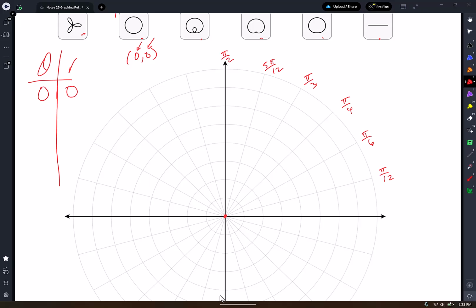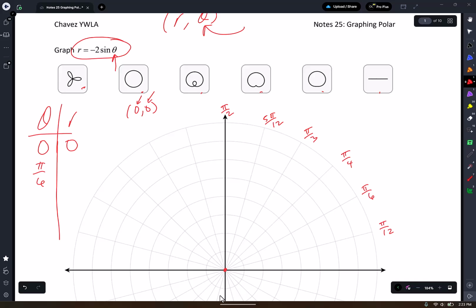Okay, here we go. I'm going to go to pi over 6. What is sine of pi over 6? 1 over 2, 1/2. And what is half of negative 2? Negative 1. Now, pi over 4 is not a perfect number, pi over 3 is not a perfect, no, that's fine for now. Let's go to pi over 4. Sine of pi over 4 is square root of 2 over 2. When I multiply by negative 2, the 2's cancel out, and you get negative square root of 2.